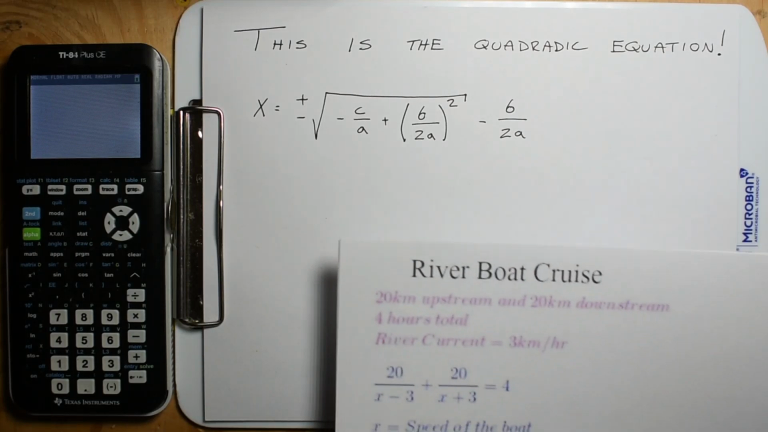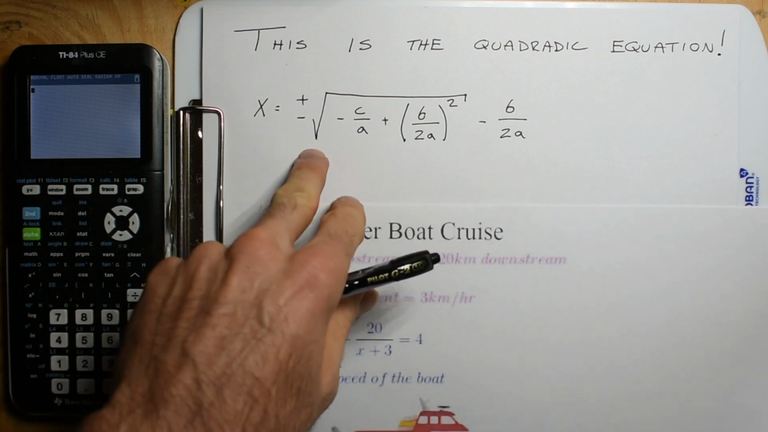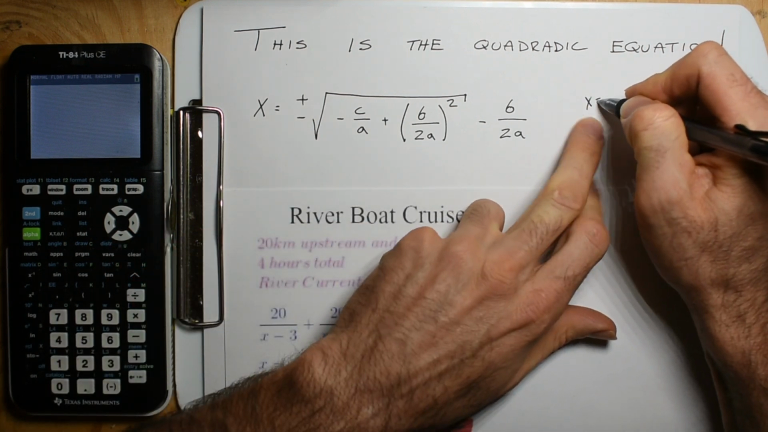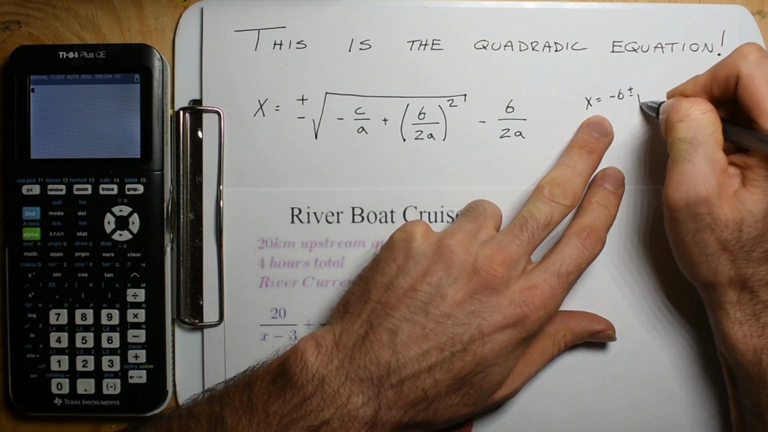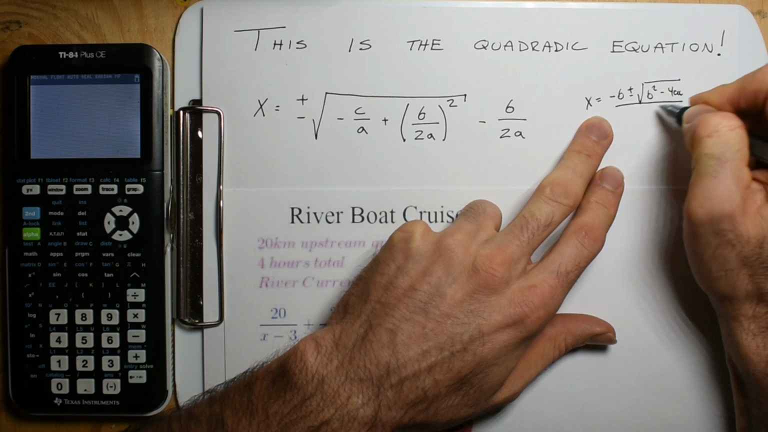Alright, so we have a two-part video. One, we're going to go over the quadratic equation. I guess we all know the quadratic equation to be x is equal to negative b plus or minus the square root of b squared minus 4ac, all divided by 2a.